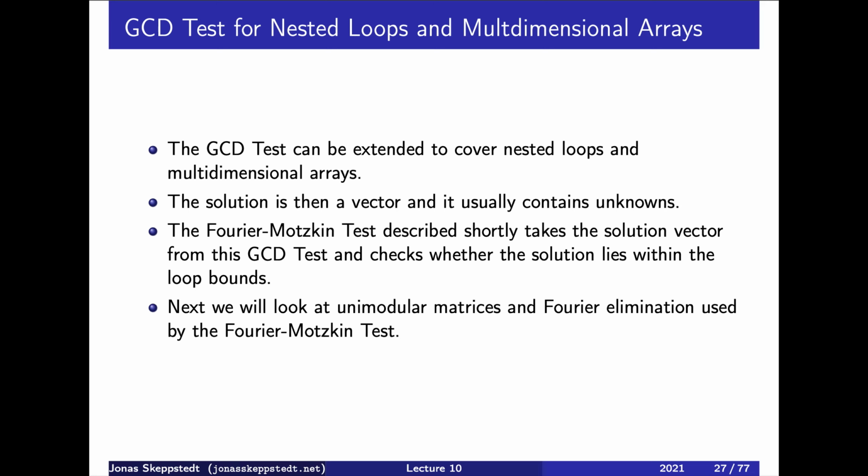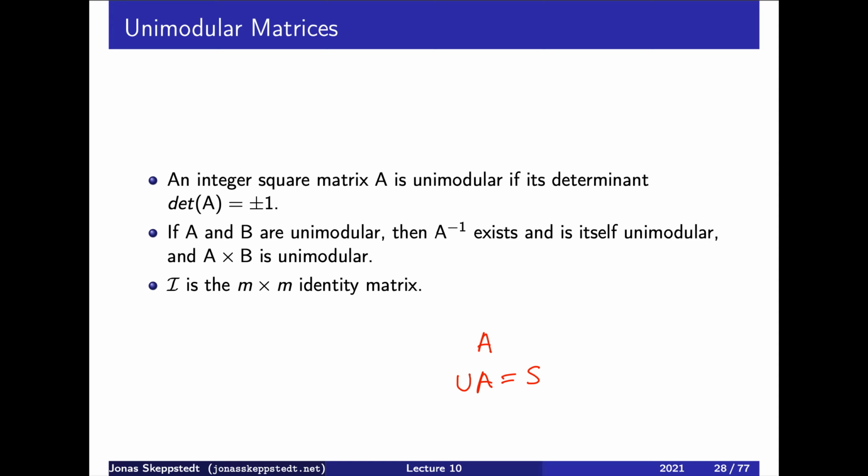First, we use something called a unimodular matrix. A unimodular matrix should be an integer square matrix, and we should be able to compute its inverse, which also should be integer. And that means that its determinant should be plus minus 1.